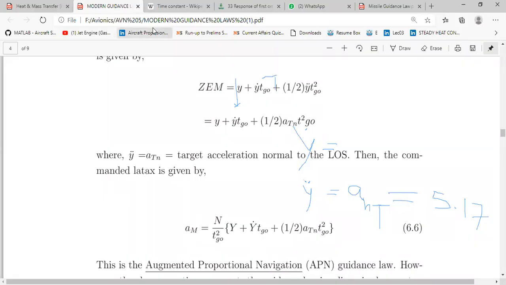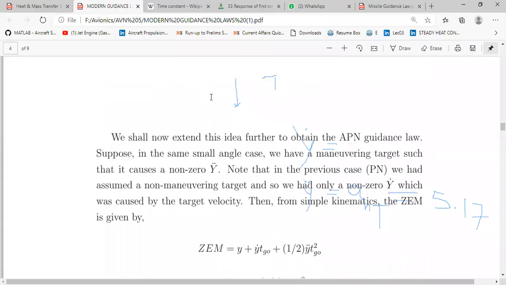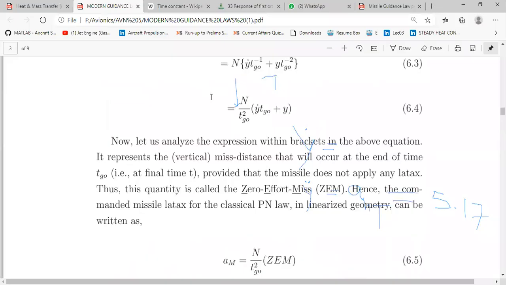सर वो ZEM क्या बोला? ZEM is zero effort miss. That is a miss distance. If you consider the diagram, this is the distance by which your missile will miss the target. So this will be termed as zero effort miss. Means if you are not applying any effort to your missile, or any latex command to the missile, then this will be your miss distance between your missile and the target. So this is known as zero effort miss, ZEM.